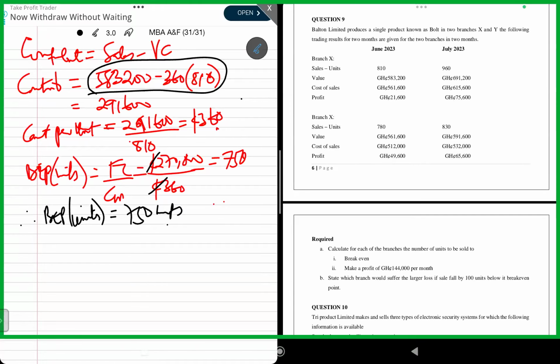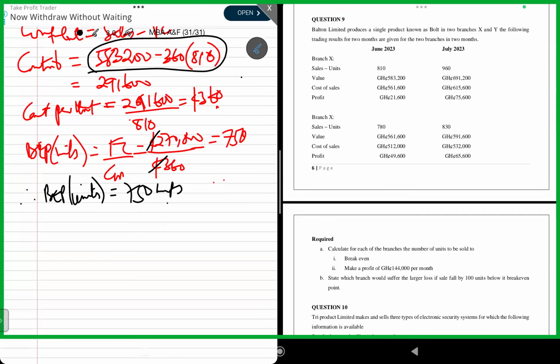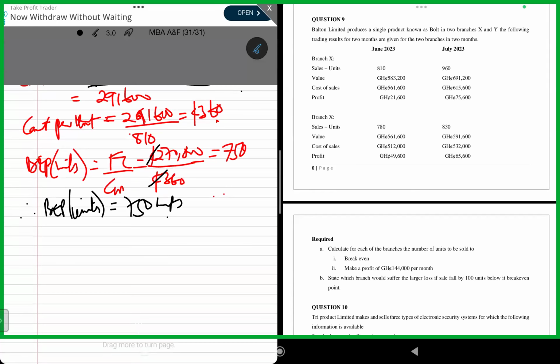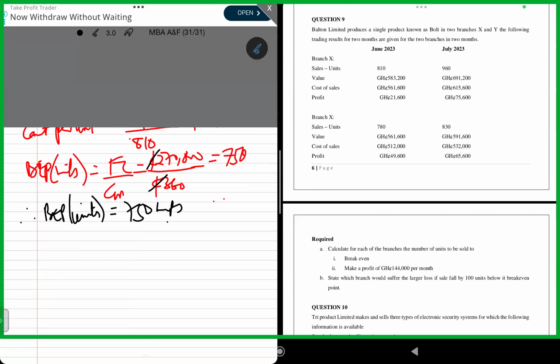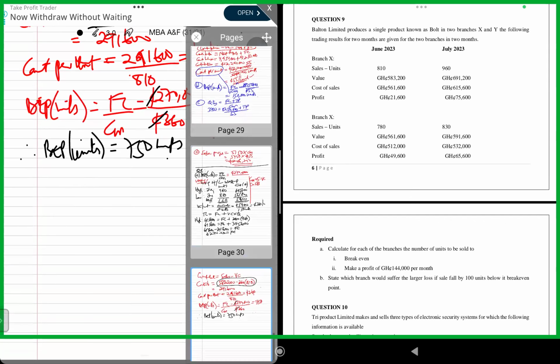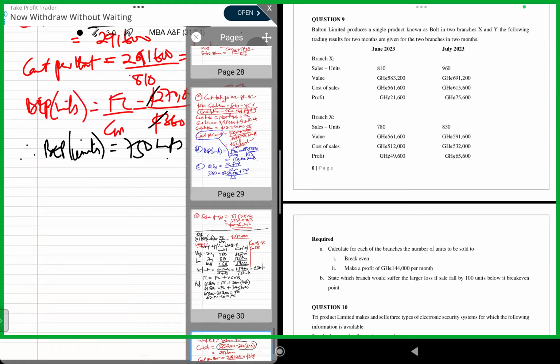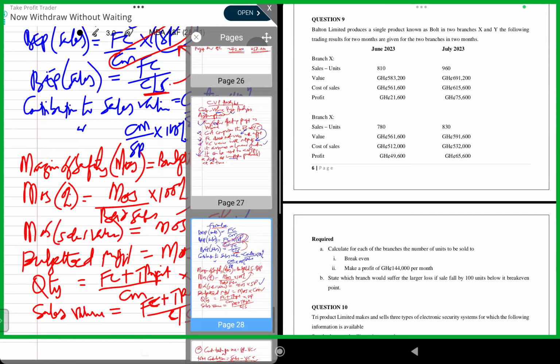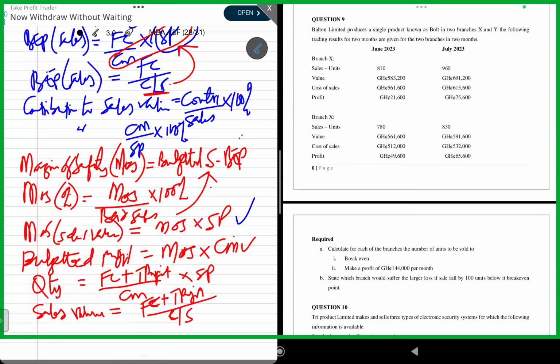So calculate for each of the branches the number of units to be sold to make a profit of 144,000 per month. So which formula comes to mind? Let me give you the formulas. The formula which we wrote. Which of the formulas comes to mind for the II?